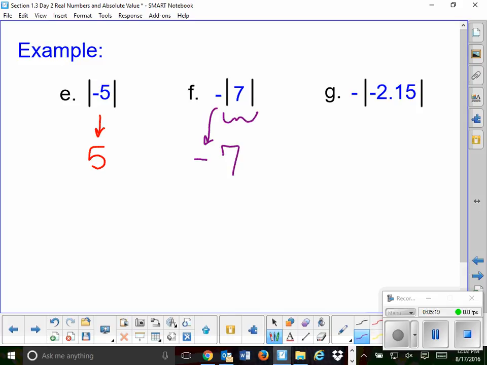So that's a tricky problem where I said, hey, absolute value of negative numbers is negative. But here I'm taking the absolute value of 7, which is 7, and I make it negative. Okay? Ask me a question on that tomorrow if you need. This one, the negative stays down, and then you're going to find the absolute value of negative 2.15. And the absolute value of negative 2.15 is 2.15. And you have that negative there. Circle any of those that you have questions on, and you can ask me tomorrow.